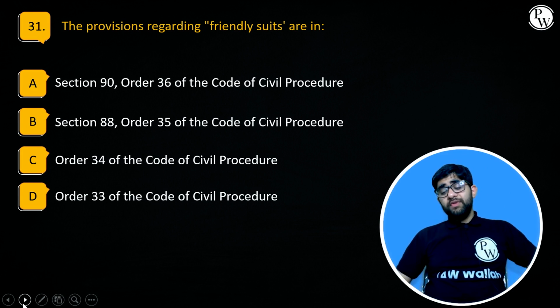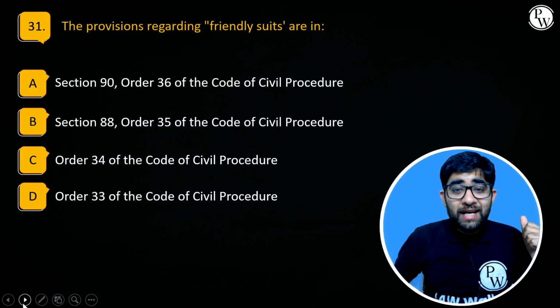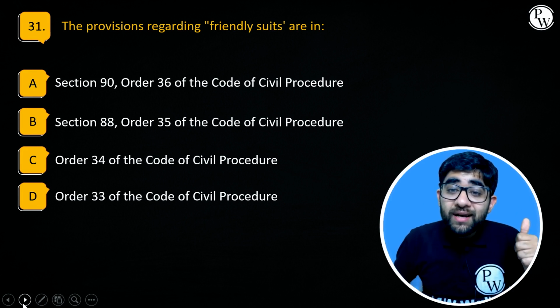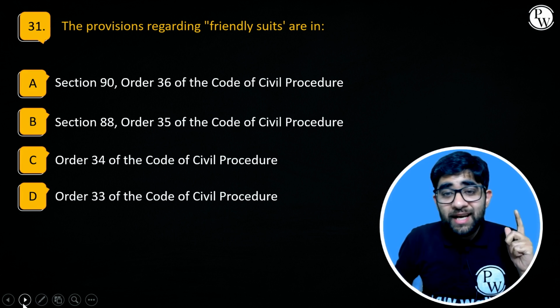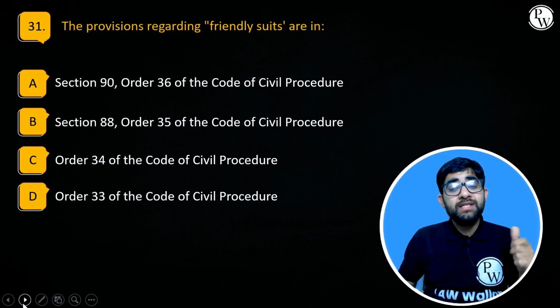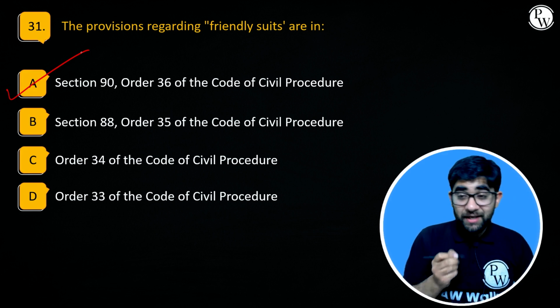Next, the provision regarding friendly suits is in section 90, order 36 of the Code of Civil Procedure, section 88, order 35 of CPC, order 34 and order 33. The option is section 90.